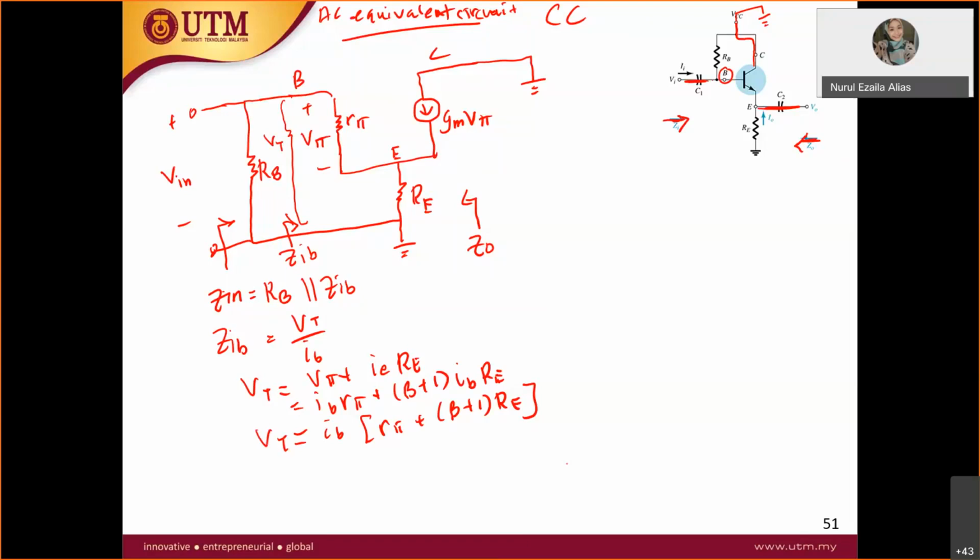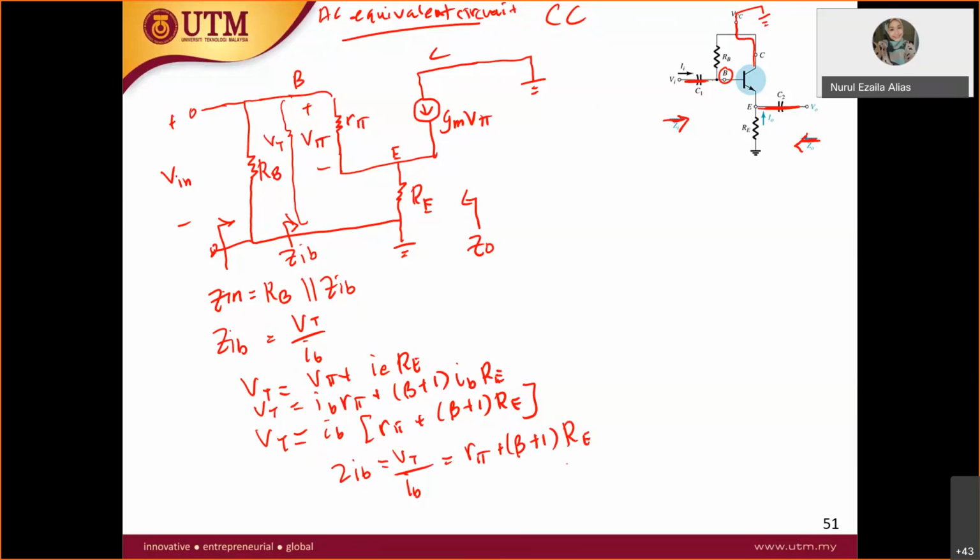Okay, this is VT. This is VT. Therefore, Z in B is equal to VT over IB, equal to R pi plus (beta plus 1) RE. Okay, see, if you do a lot of derivation exercise, you will be much faster. Okay, all right, so that's it. So Z in is equal to RB parallel with ZiB.